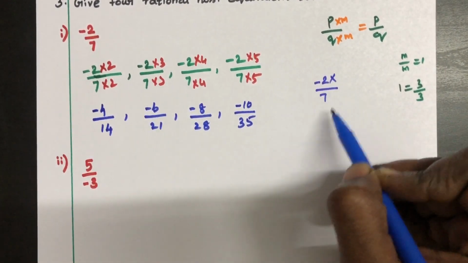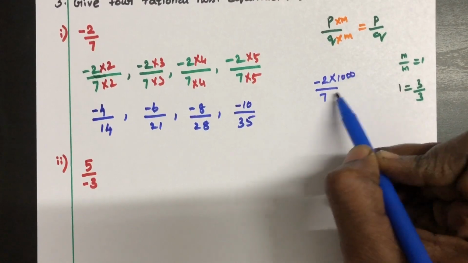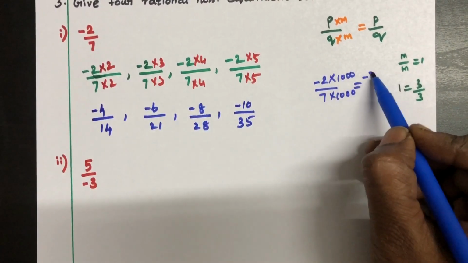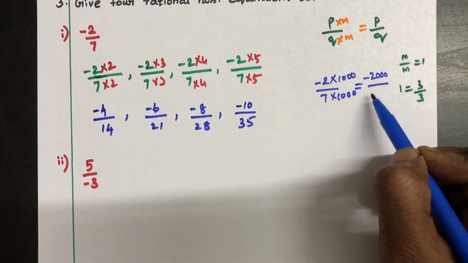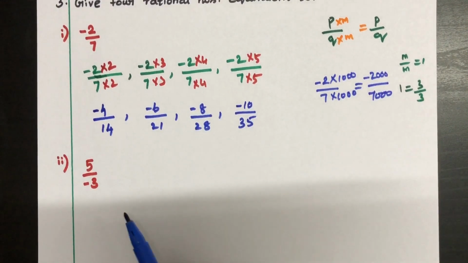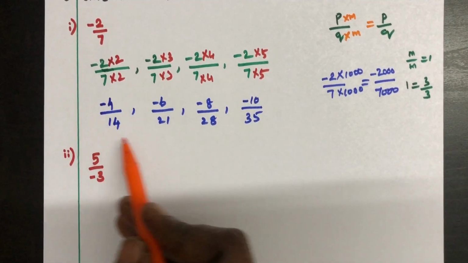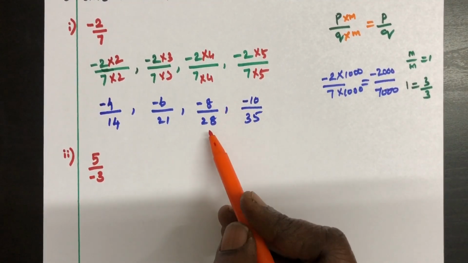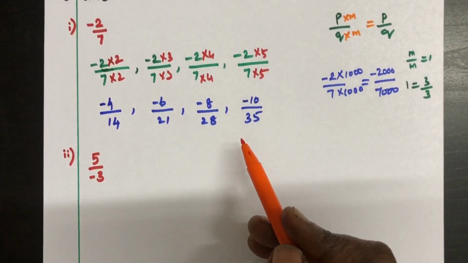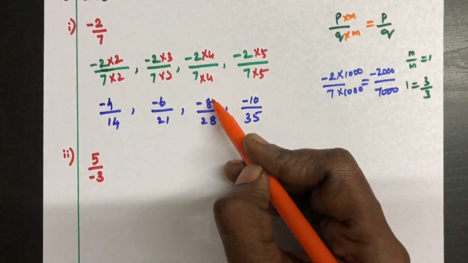Even minus 2 by 7 into 1000 by 1000 is also an equivalent rational number for this given thing: minus 2000 divided by 7000. Also, if you choose any rational number and cancel using the common factor, it will be again this minus 2 by 7 only.